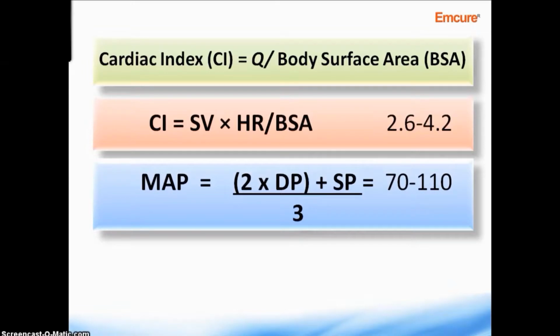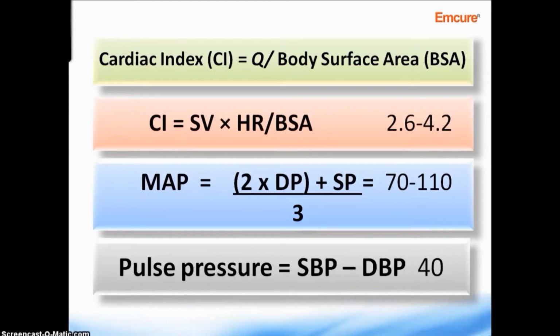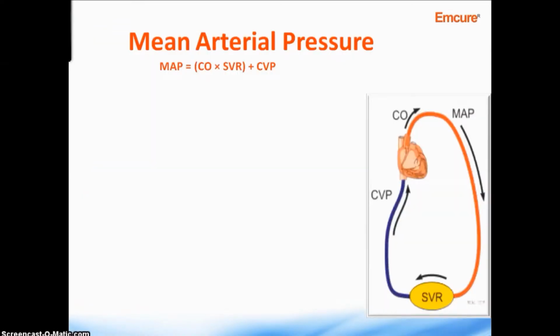Then we talk about the mean arterial pressure. Mean arterial pressure is equal to twice into DP plus systolic pressure divided whole by 3. And the last is the pulse pressure, which is systolic blood pressure minus the diastolic blood pressure, and in normal it is equal to 40. Well, these are the terms which we have already learned in the previous section of our learning. Now we are going to talk about what is this mean arterial pressure in detail.